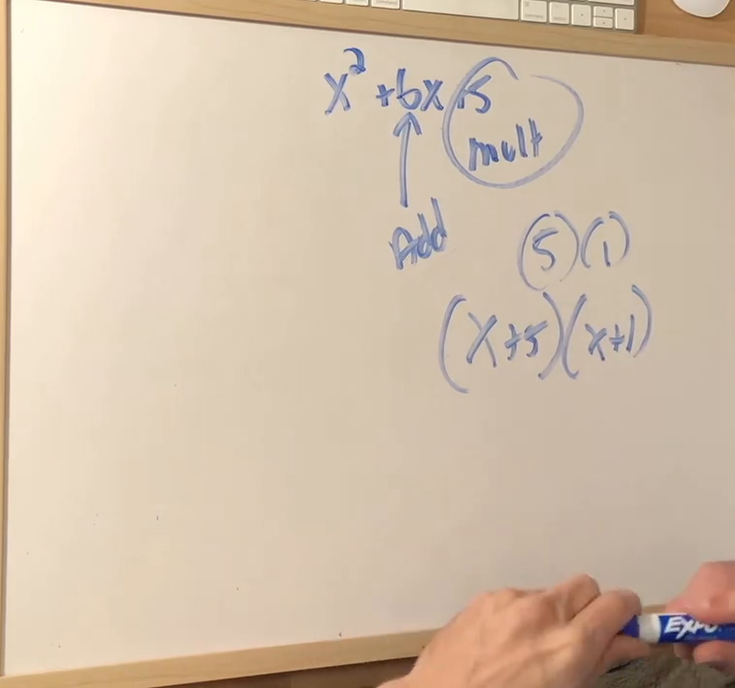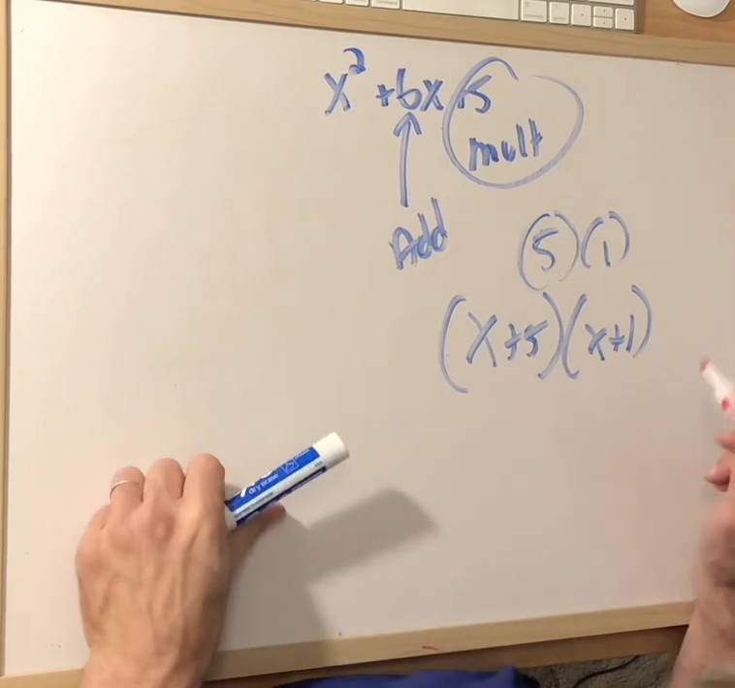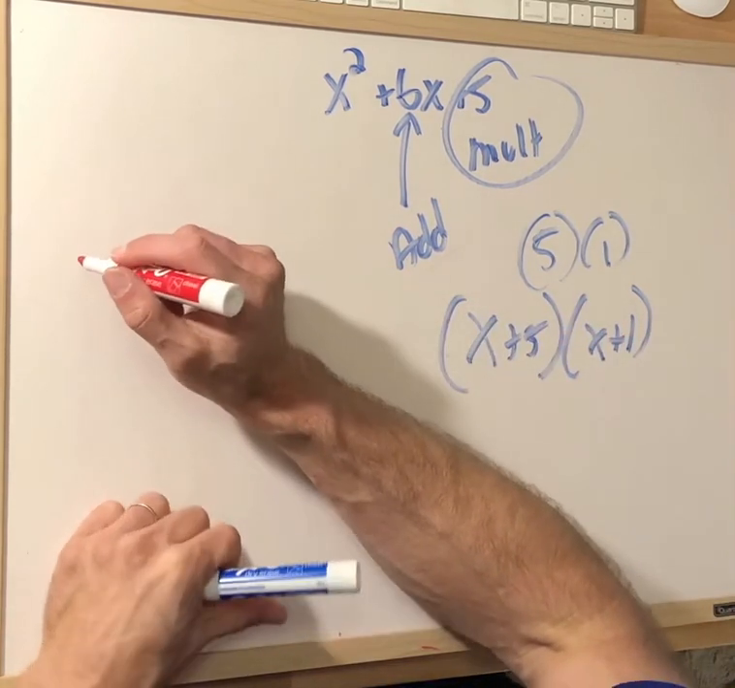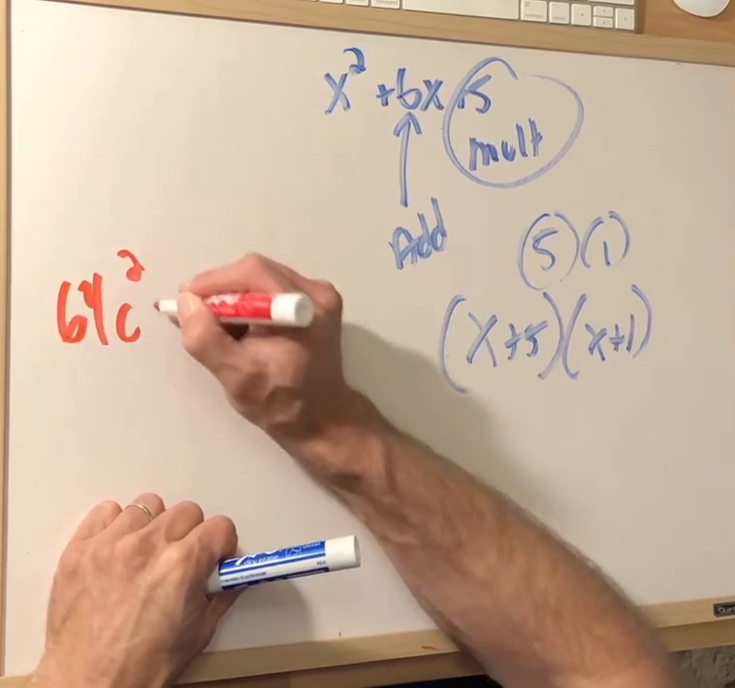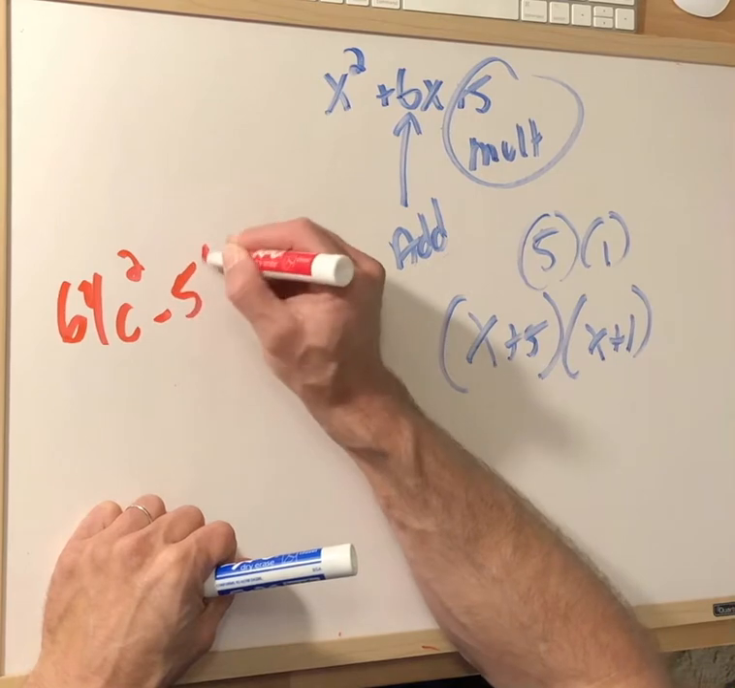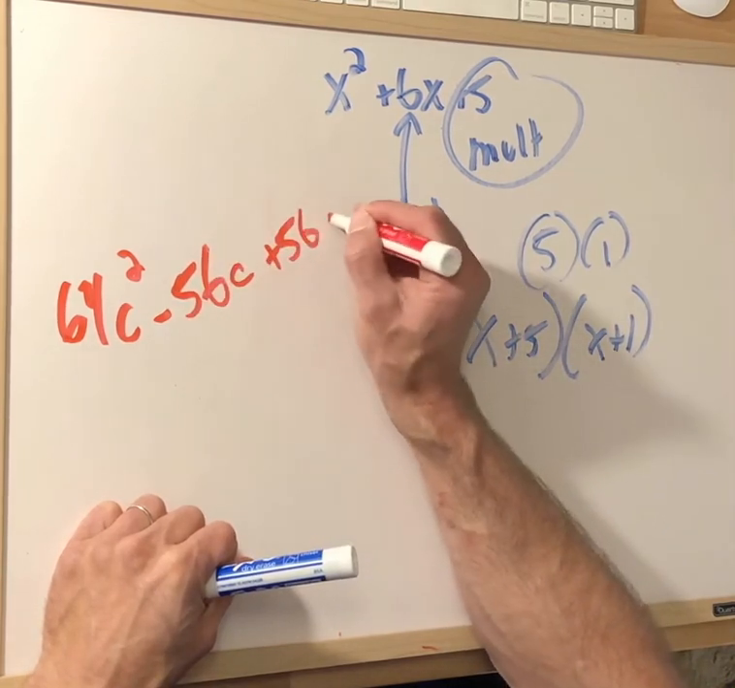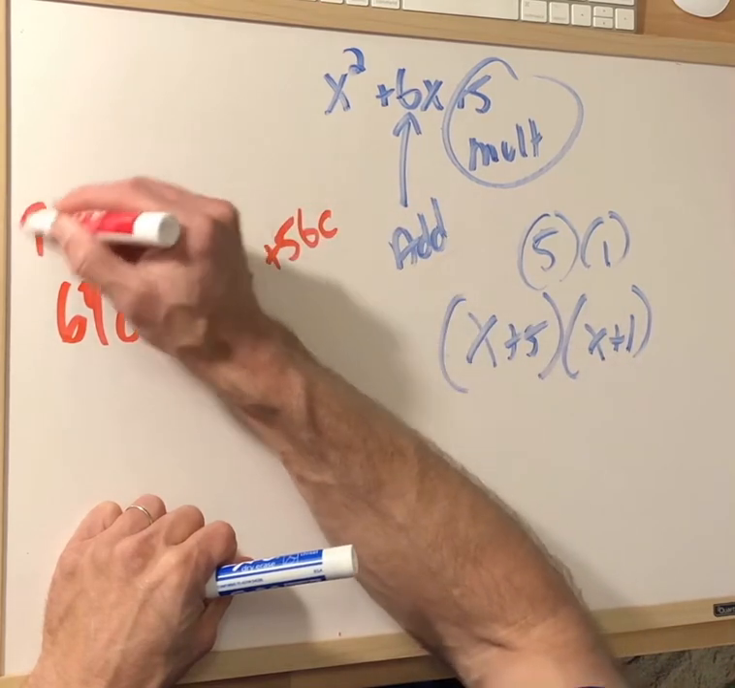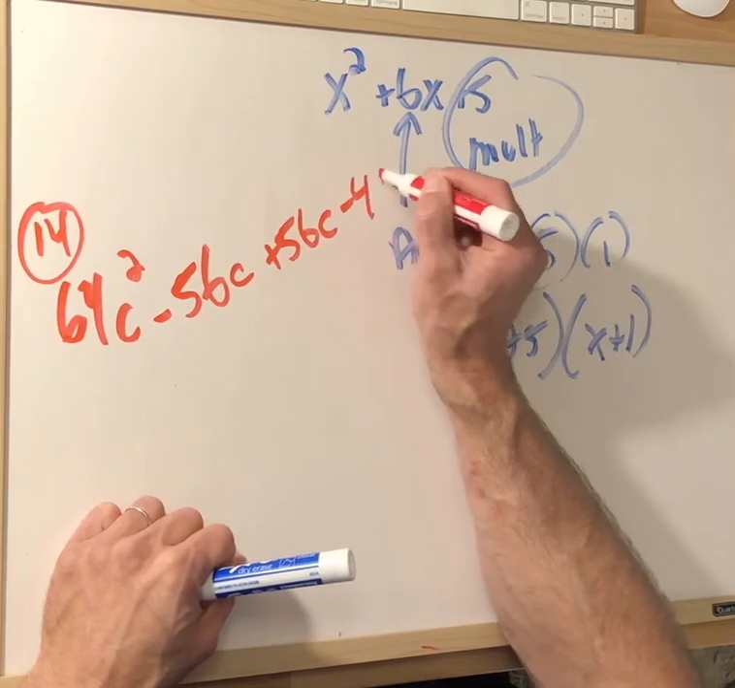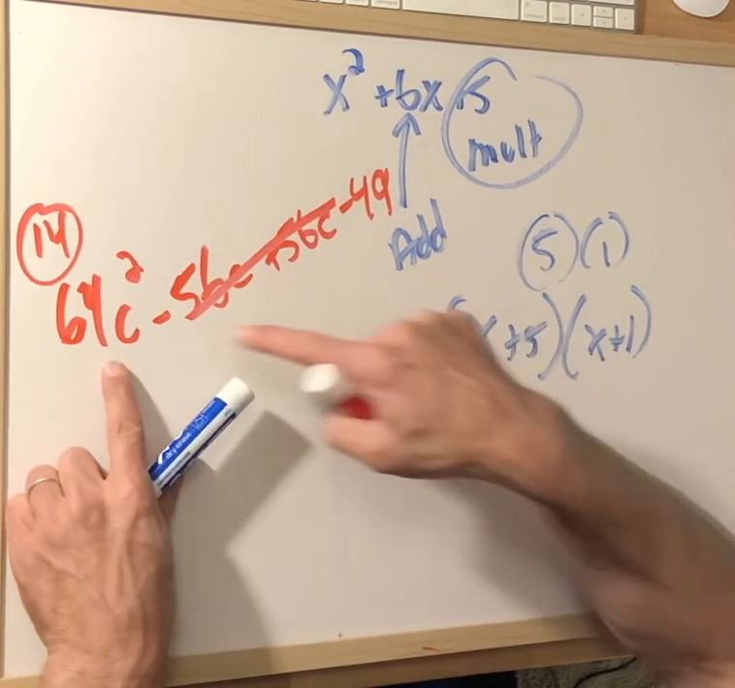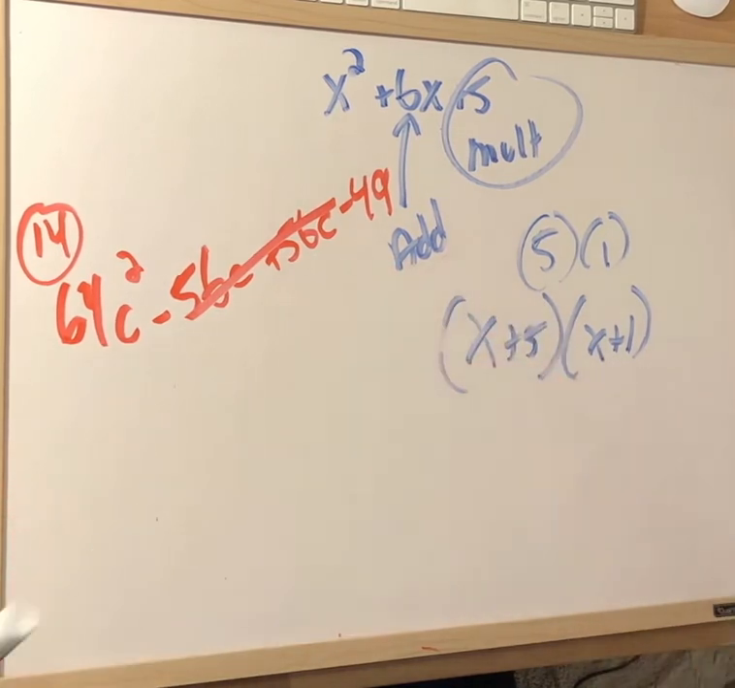Okay, now for 14, you have to multiply this out. Most of you guys won't know that's a difference of squares factored. If you multiply this out, you're going to get 64c squared minus 56c plus 56c minus 49. These cancel out to give you 64c squared minus 49, which is letter choice B for number 14.